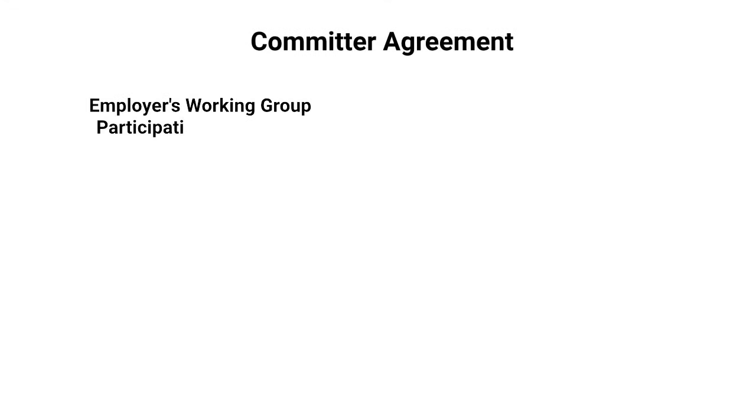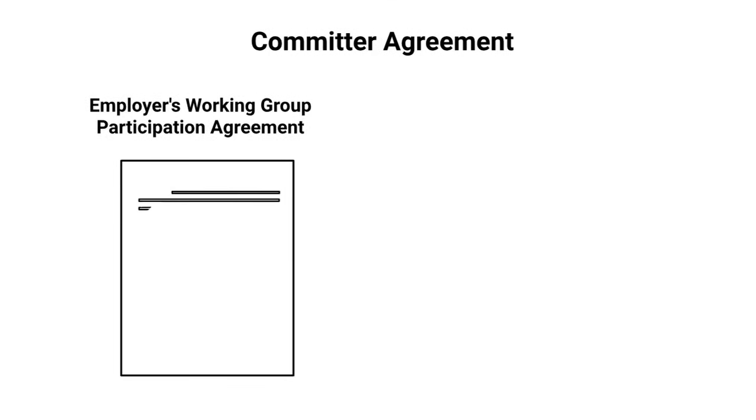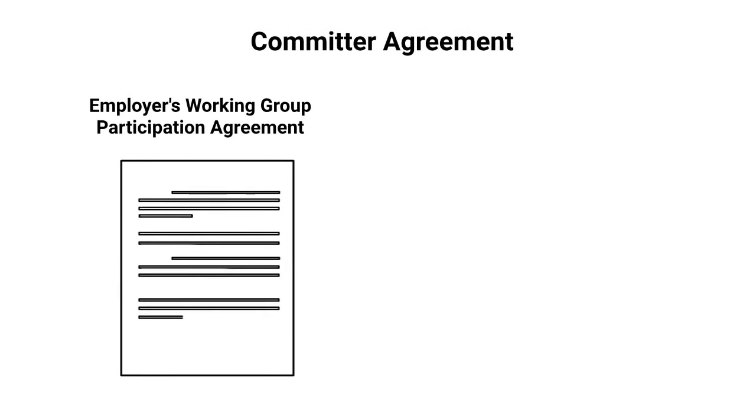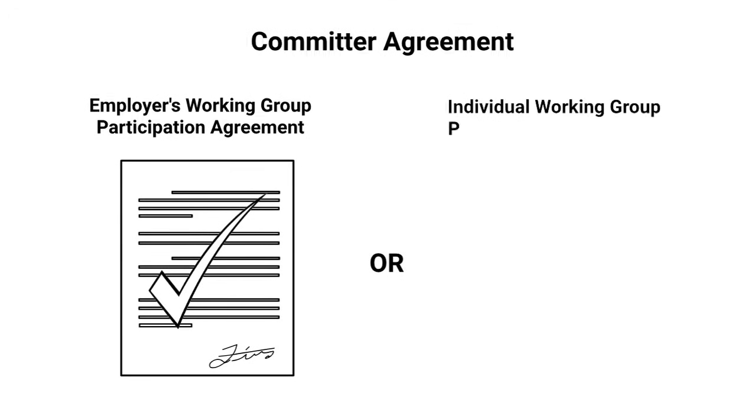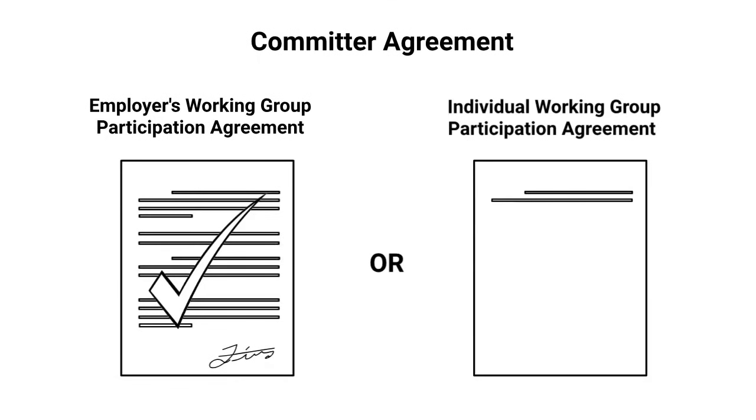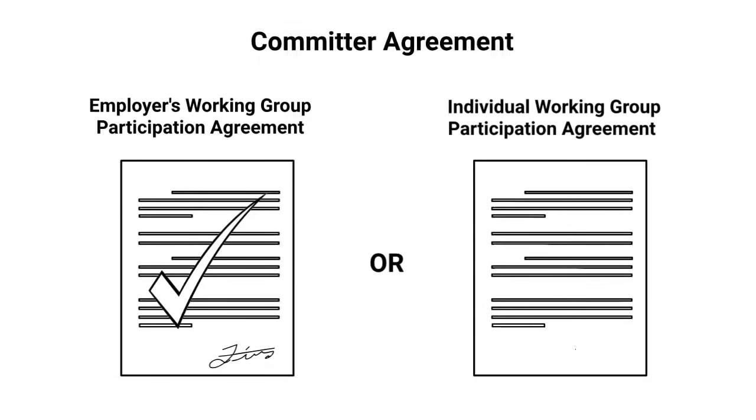Committers must be covered by a committer agreement. In the case your employer is already a member of the Jakarta EE working group, your employer has the working group participation agreement in place that covers all employees who become a committer, so you do not need to do anything. However, when joining as an individual committer, you need to sign the individual working group participation agreement, and to make sure your employer is aware, you need to provide the signed employer consent agreement.